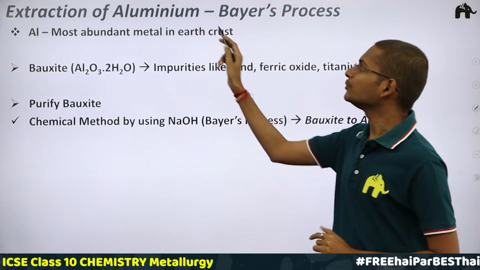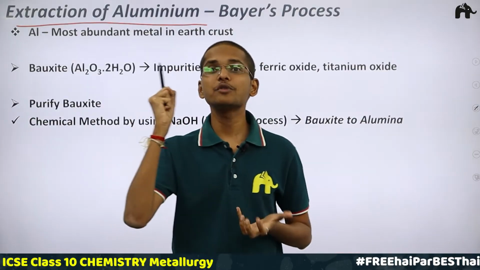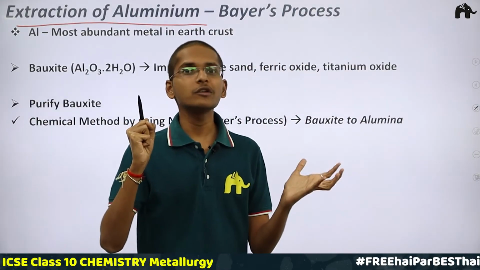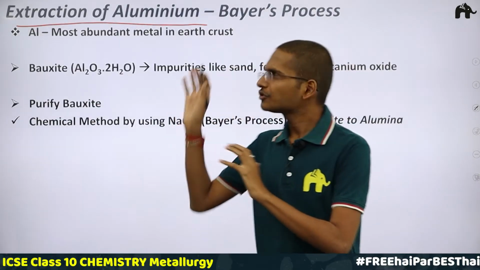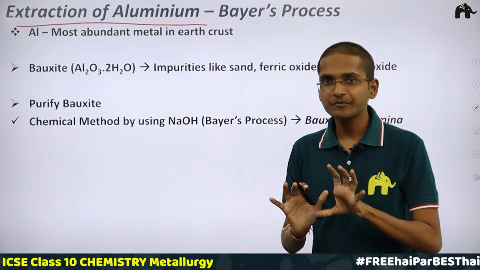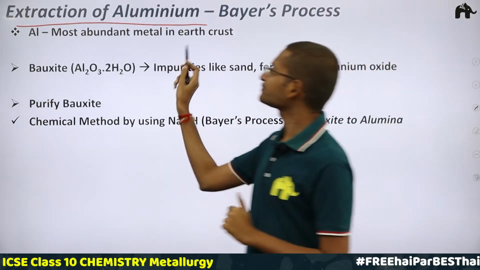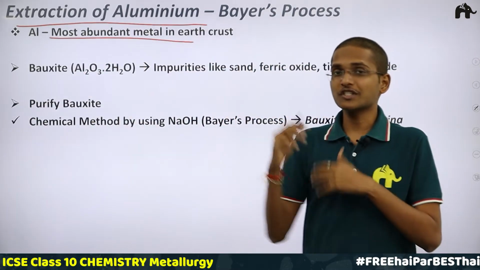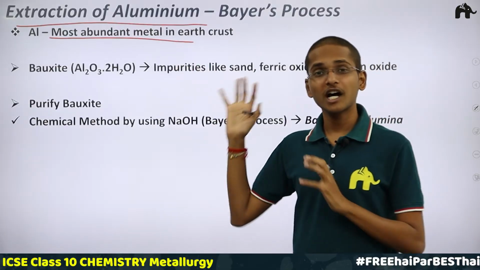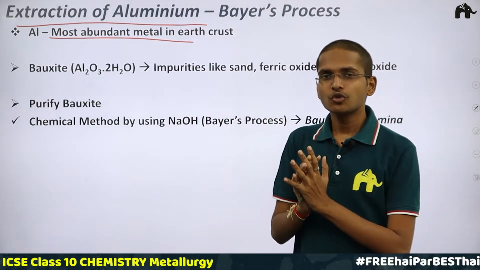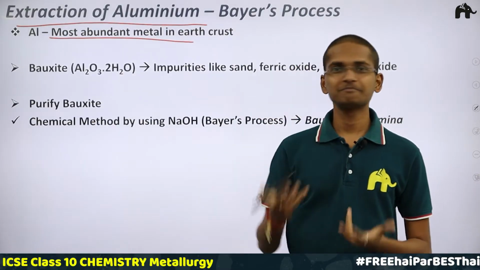So far we have covered the basics required to understand the next part, the extraction of aluminium. Now we are going to actually extract aluminium in its pure form from its ore. Let me tell you one more interesting thing before starting: aluminium is the most abundant metal in the earth's crust. We have seen the earth's crust is the biggest source of metals. If you imagine a choco chip cookie, most of the choco chips would be aluminium.